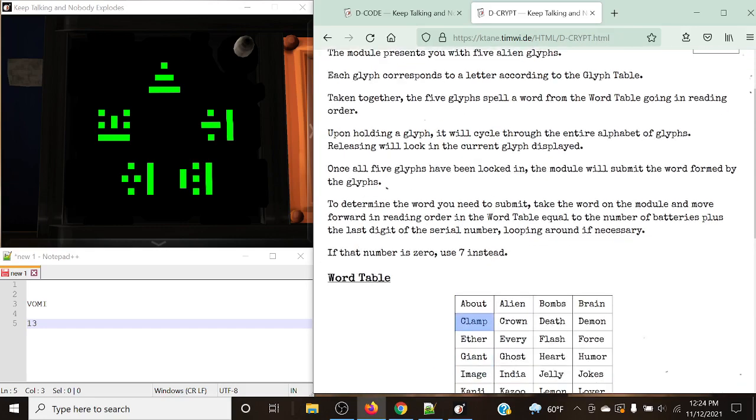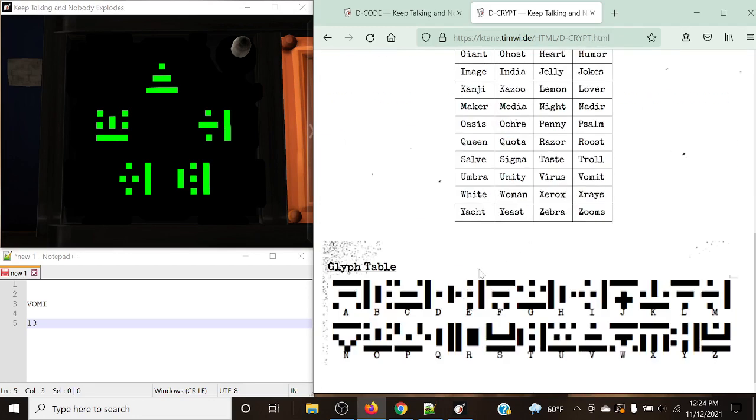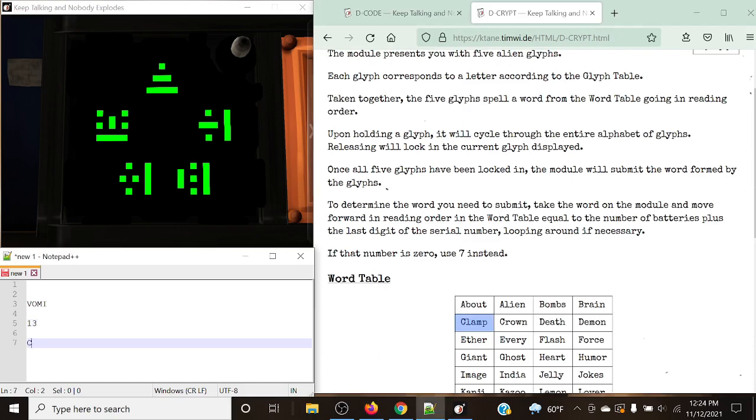So we're going to hold a glyph, and it will cycle through the entire alphabet of glyphs, and releasing will lock in the current glyph displayed. So we're going to want to submit clamp as our word. Clamp will be our word.